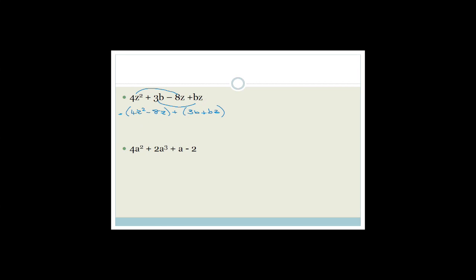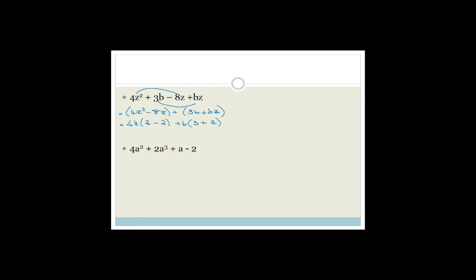Do you agree I could take out a common factor of 4 and I could take out a z? So I'd be left with 4z, and what am I left with? I'm left with z minus 2 plus, over here I could take out a b, and I'm left with 3 plus z.